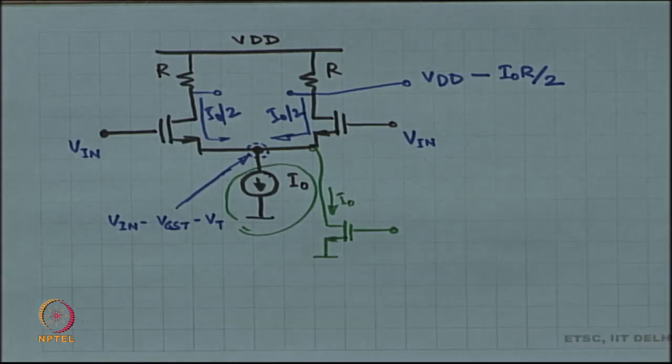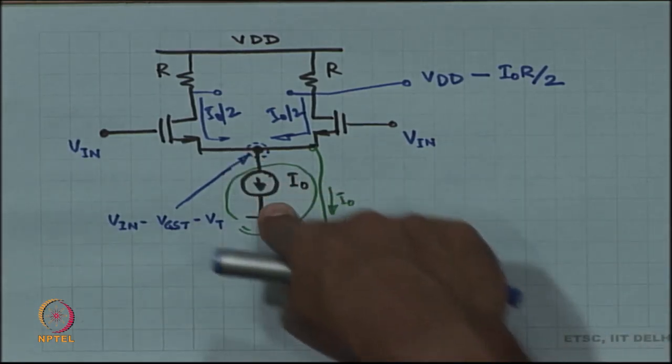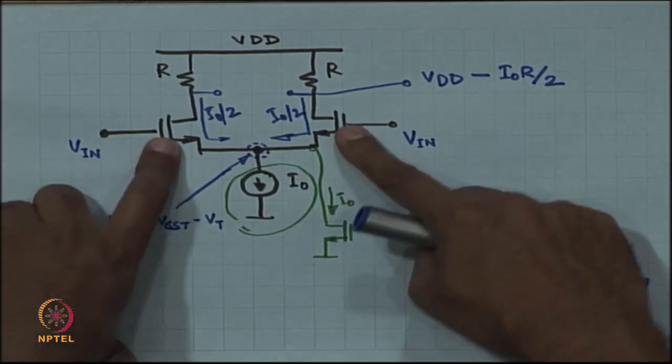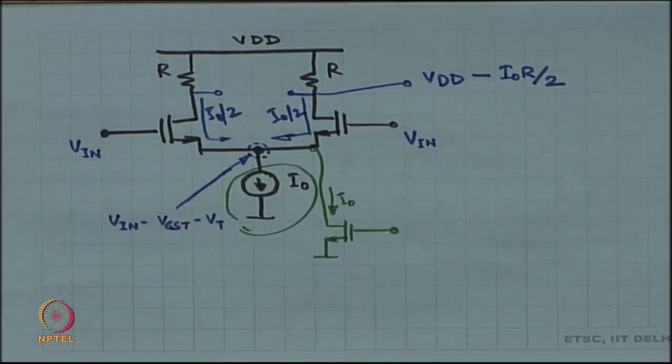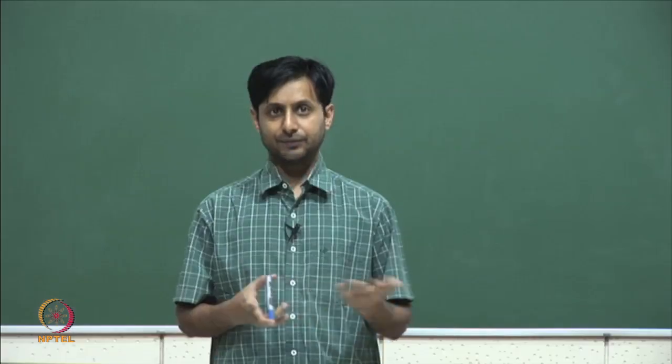Okay. We have to make sure not only is the current source in saturation, we also have to make sure that the two input devices are also in saturation. So, this has to be carefully arranged. All right. Now, once you have arranged this, then you proceed further.